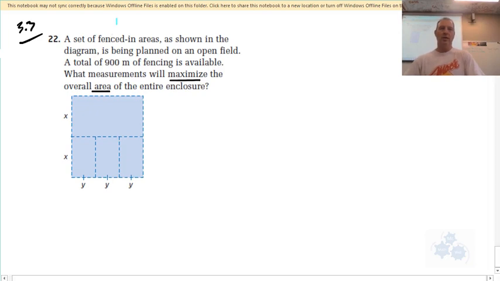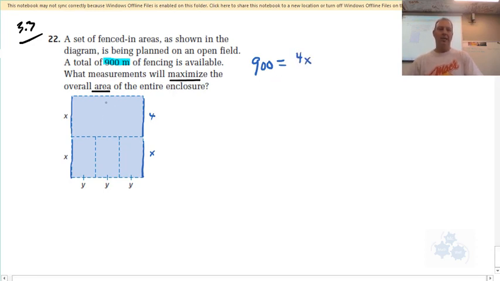What we're given is a diagram here, and all these dotted lines are going to be fences. Okay? That's fence material. There's a total of 900 meters of fencing available. So guess what? That's our first clue as to how we're going to start this. 900 meters is made up of x plus x. There's another x over here, x, another x over here. So far I have what? 4 x's, right? So 4 x's.